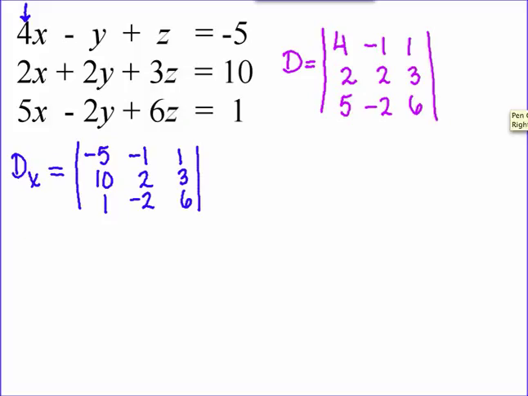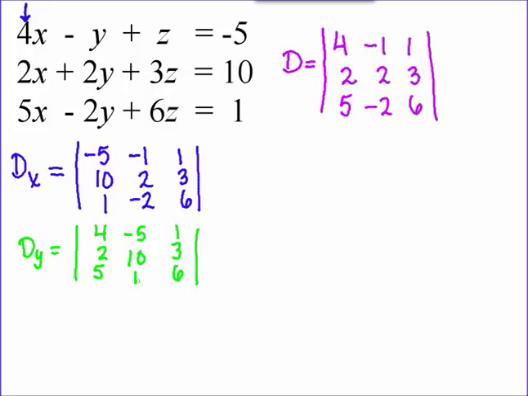So now Dy. What column am I going to replace? The y column, so everything else stays the same. The first column stays 4, 2, 5. The last column stays 1, 3, 6. The y column now becomes -5, 10, 1.